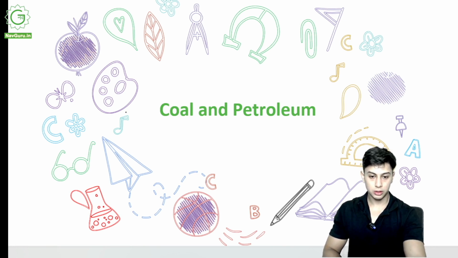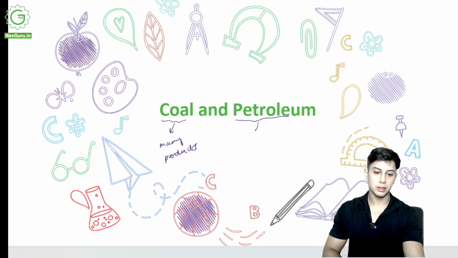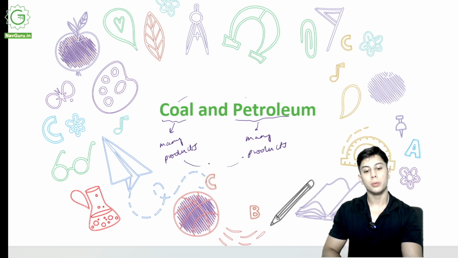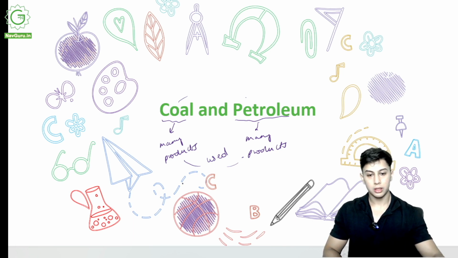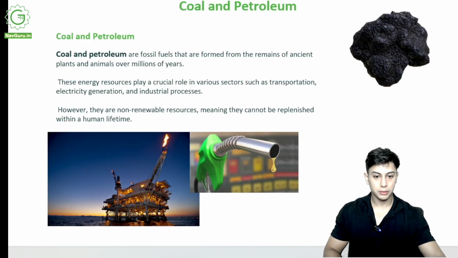Coal gives many products. Petrol also gives many products. We will find how these two are made, how these products are made, where they are used, and how they are used. Okay, let's get into it.